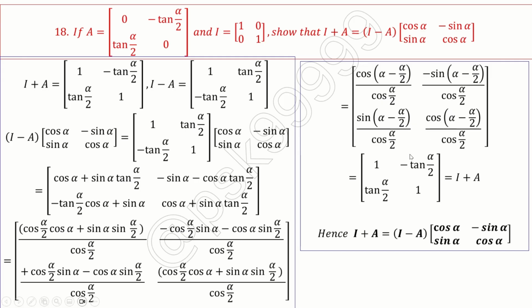The simplified element is written here, which is nothing but, if I take one element here, cos alpha minus alpha by 2 is nothing but cos alpha by 2. So this is cos alpha by 2 over cos alpha by 2, which is 1. This is sin alpha by 2 minus sin alpha by 2 over cos alpha by 2, which is tan alpha by 2. Okay. Similarly, all values. This is the same as I plus A. I plus A is here. Okay. So we can always tell this given expression is valid. Okay.